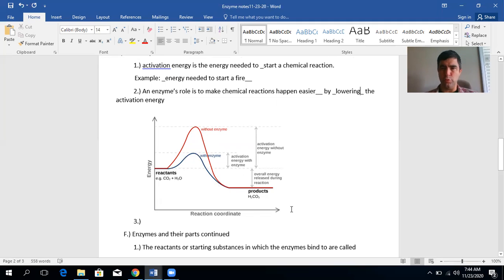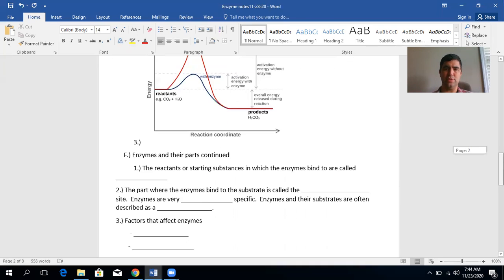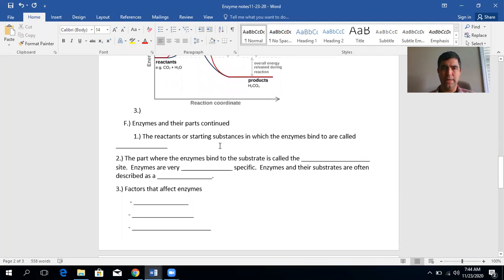And so that's how enzymes make reactions easier to happen. You have to have energy to start the reaction, but they make the energy to start the reaction lower. This energy to start it off is called the activation energy. They lower the energy needed to start that reaction. The reactants, or starting substances, that the enzymes bind to are called the substrates.